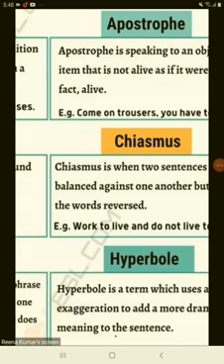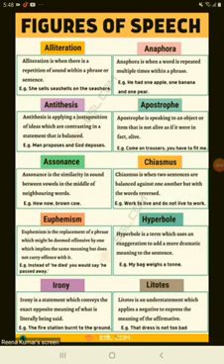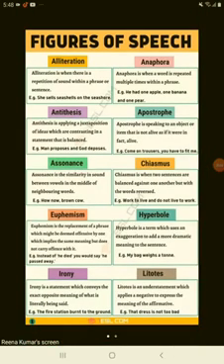So here, students, this will be helpful to you. Please look out for these various figures of speech when you start reading, and it will help you a lot in your further reading also.